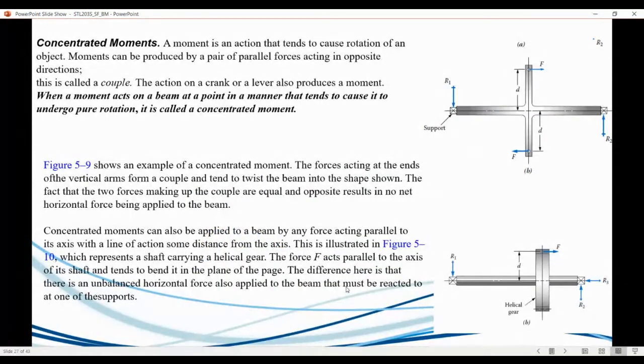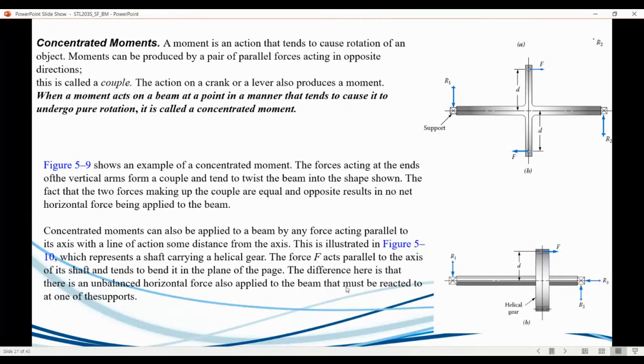You've also got concentrated moments, which is another load. You need to just quickly read. A moment is an action that tends towards rotation of the beam, of an object. So moments can be produced by a pair of parallel forces acting in different directions, and of course that is called a couple. They're saying the action on the crank or lever produces a moment, and when a moment acts on a beam at a point, it tends to cause rotation. Basically it's just force in different directions, and there's a support over there, and it essentially makes the beam rotate. It's like a shear or torque kind of force.